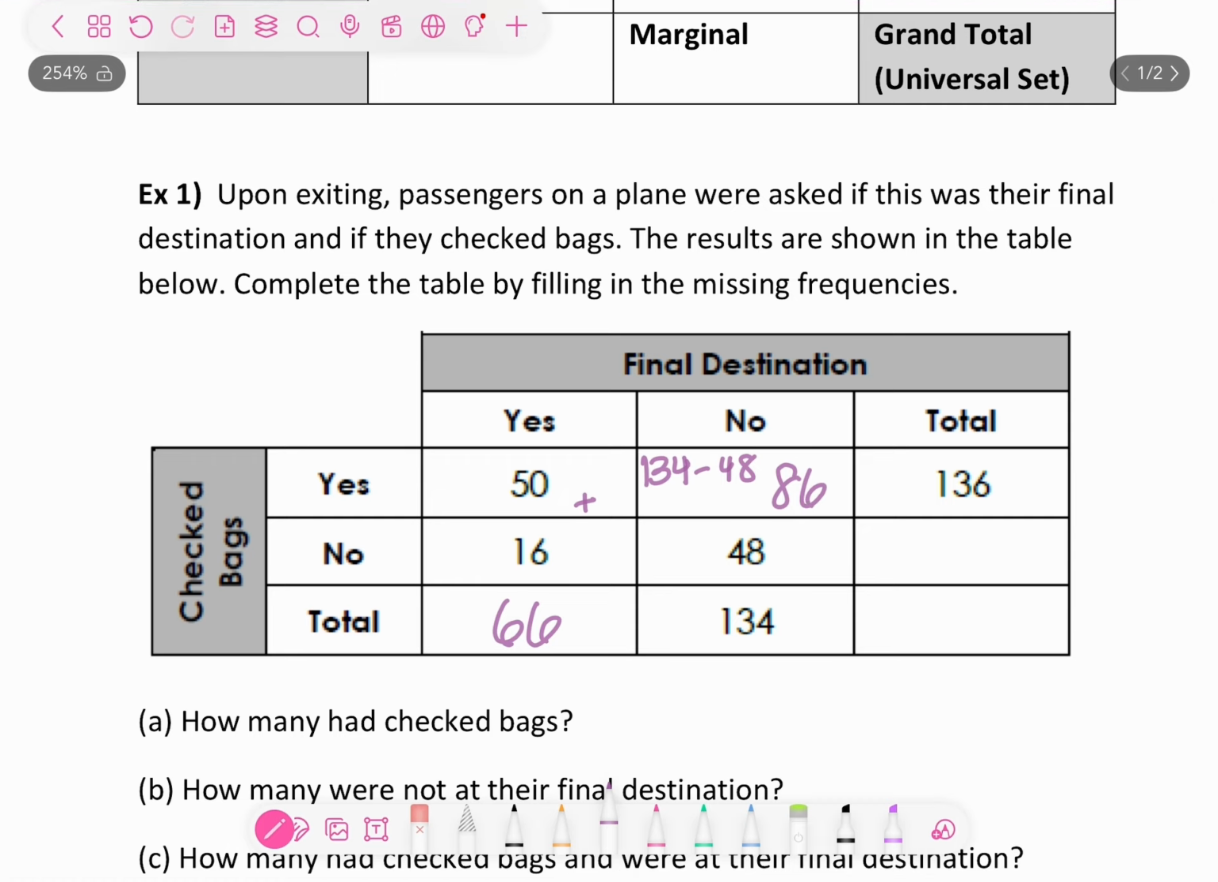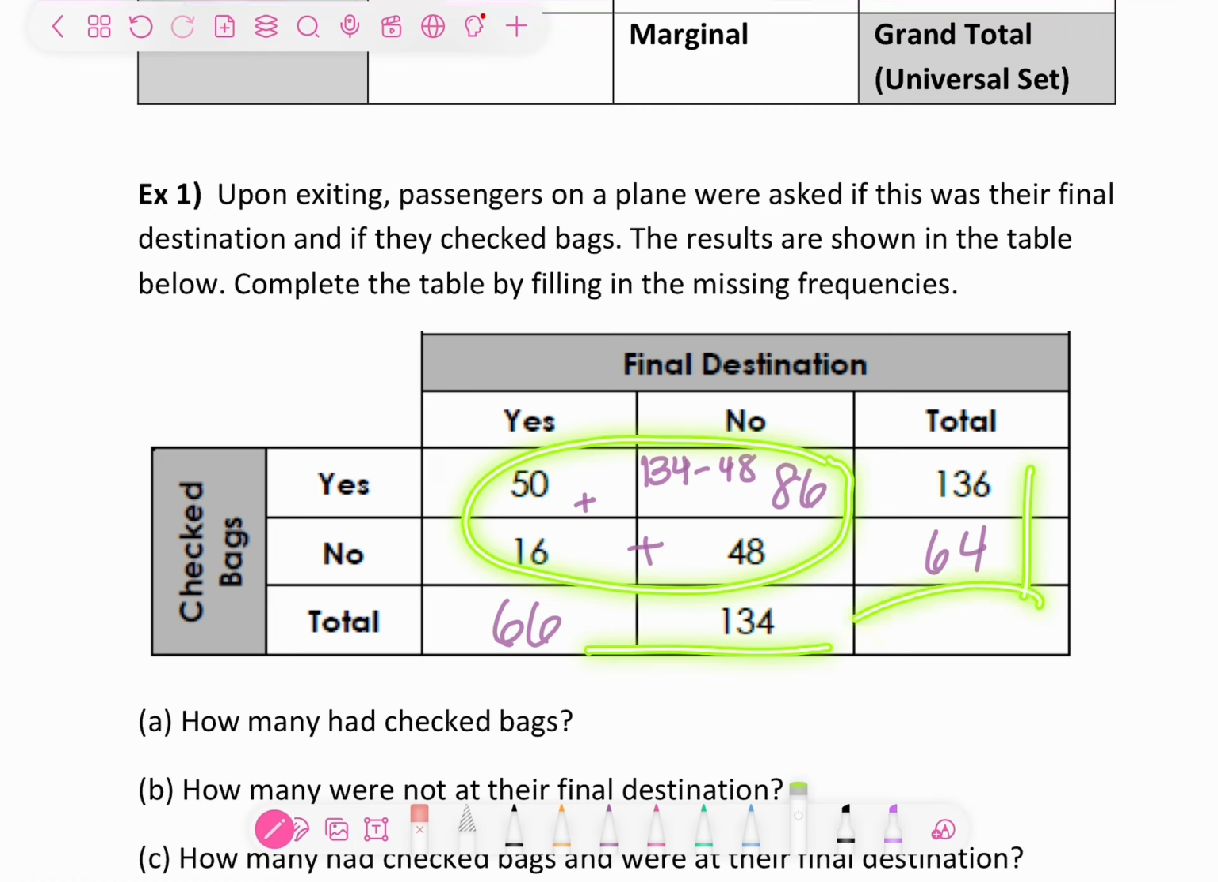Now I can just add. For example, if I want the total here in checked bags no, I just add going across. So I add 16 plus 48 and I get 64. And whether we add going down, going across, or all of these joint frequencies, we're going to get that same grand total, which the scenario didn't give us. For example, 136 plus 64 gives 200.